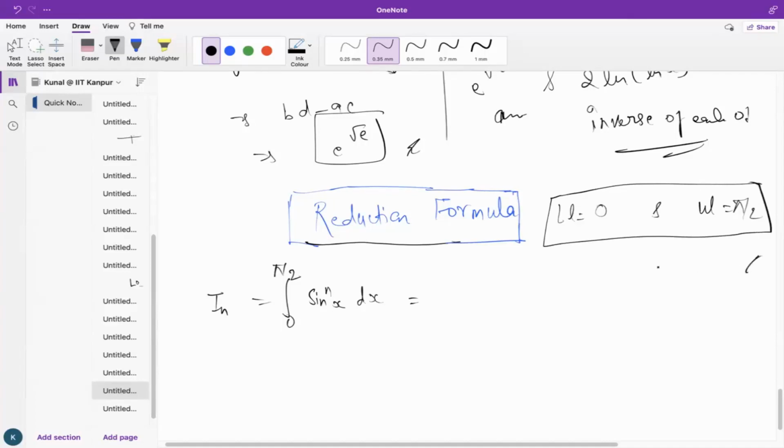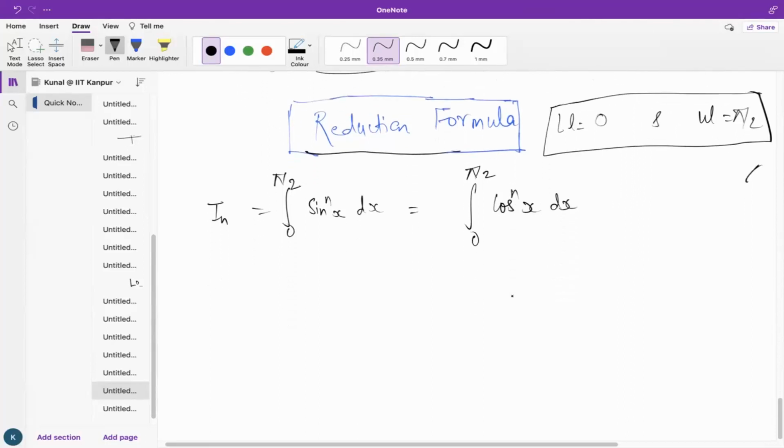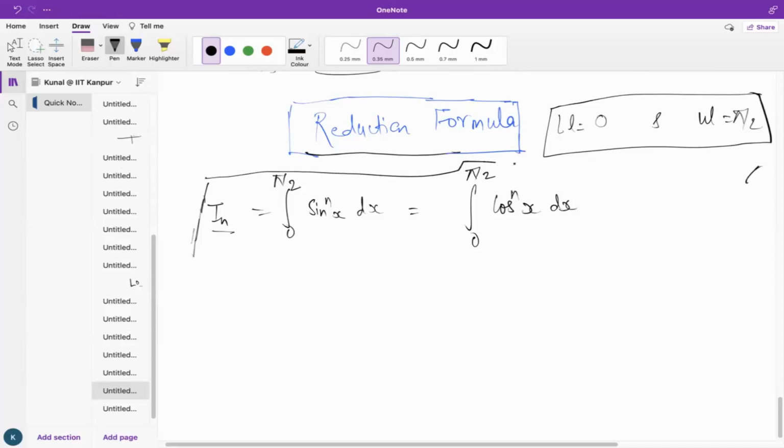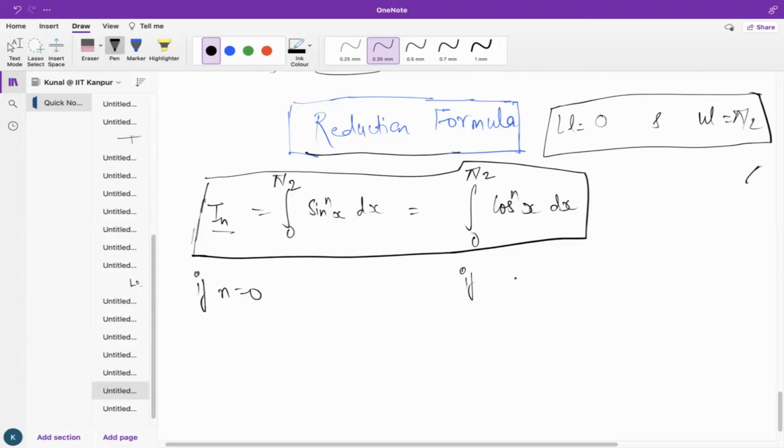Now, the integral of sine to the power n x dx from 0 to pi by 2 is equal to the integral from 0 to pi by 2 of cos to the power n x dx. So let's try to find it out. What happened? We have to notice here, this is our I_n for any n. Let me do something. What if our n is 0? And what if our n is equal to 1?